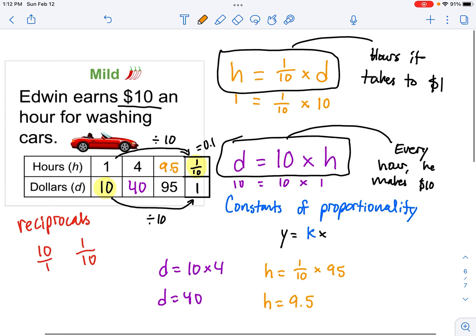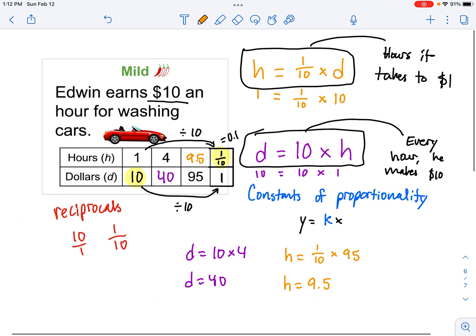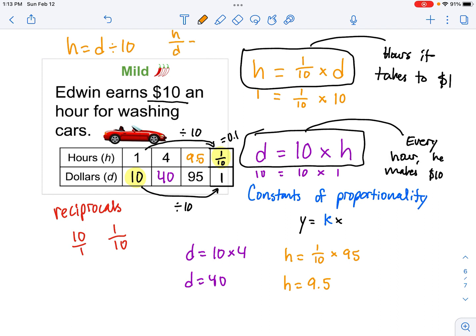One final note, the way that I wrote the equations isn't the only way you can do it. Here are some alternative ways to write the orange equation. H equals D divided by 10. Or you could have done H divided by D equals 1/10. Or 0.1.